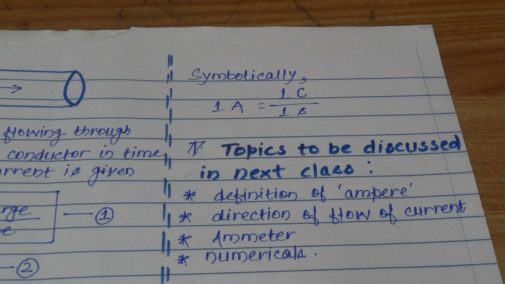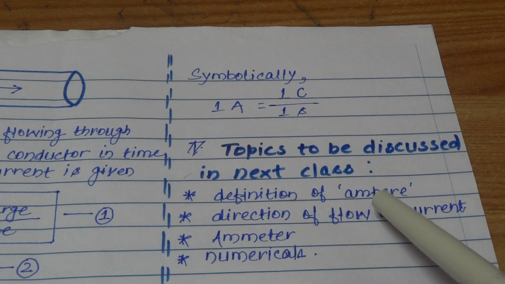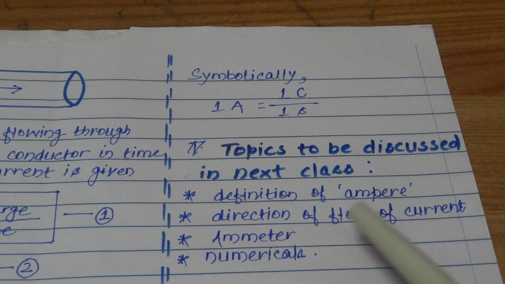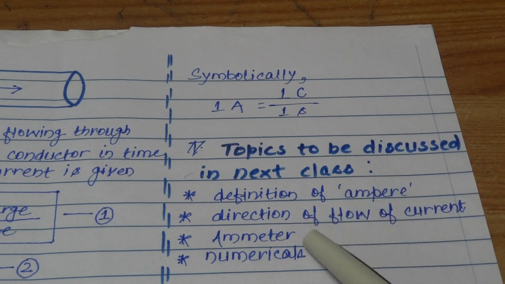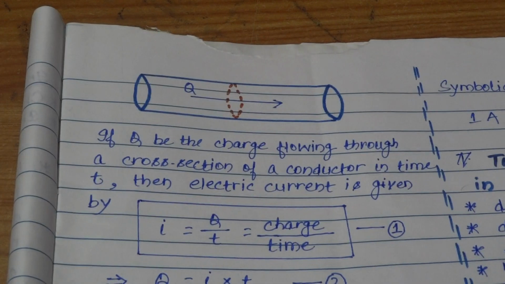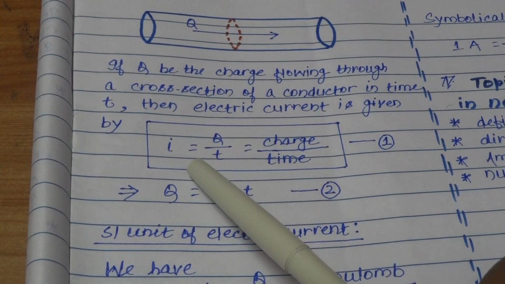In our next video lecture, we will be discussing definition of ampere, that is definition of SI unit of electric current, direction of flow of electric current, ammeter, and a few numericals based on the formula of current.